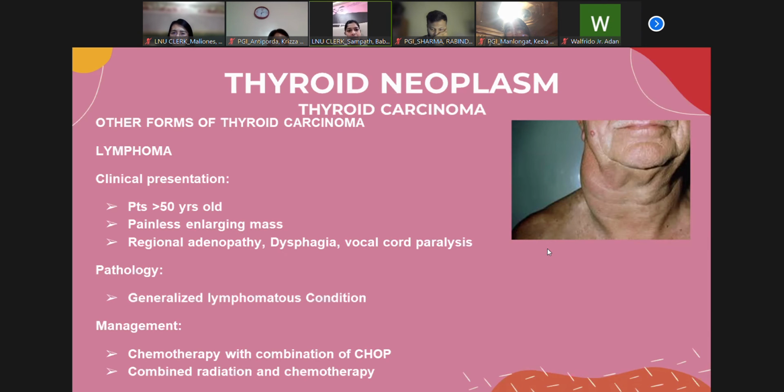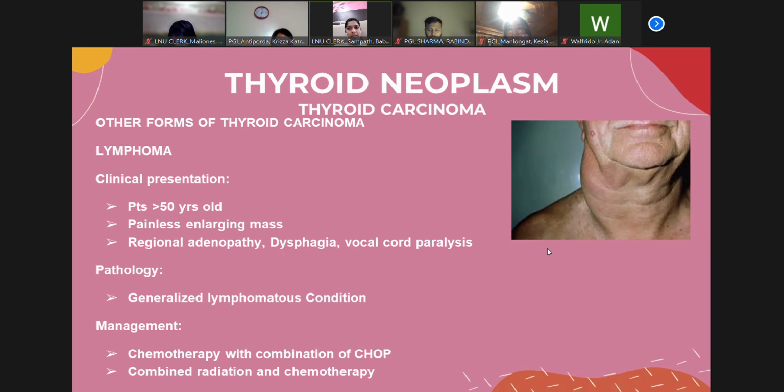Now let's see lymphoma. For the clinical presentation of lymphoma, it's common in patients older than 50 years old, and we can see a painless enlarging mass with regional adenopathy, dysphagia, and vocal cord paralysis. Primary thyroid lymphoma is unusual and represents less than 5% of thyroid malignancies. With a ratio of 3:1, it occurs more in women than in men.